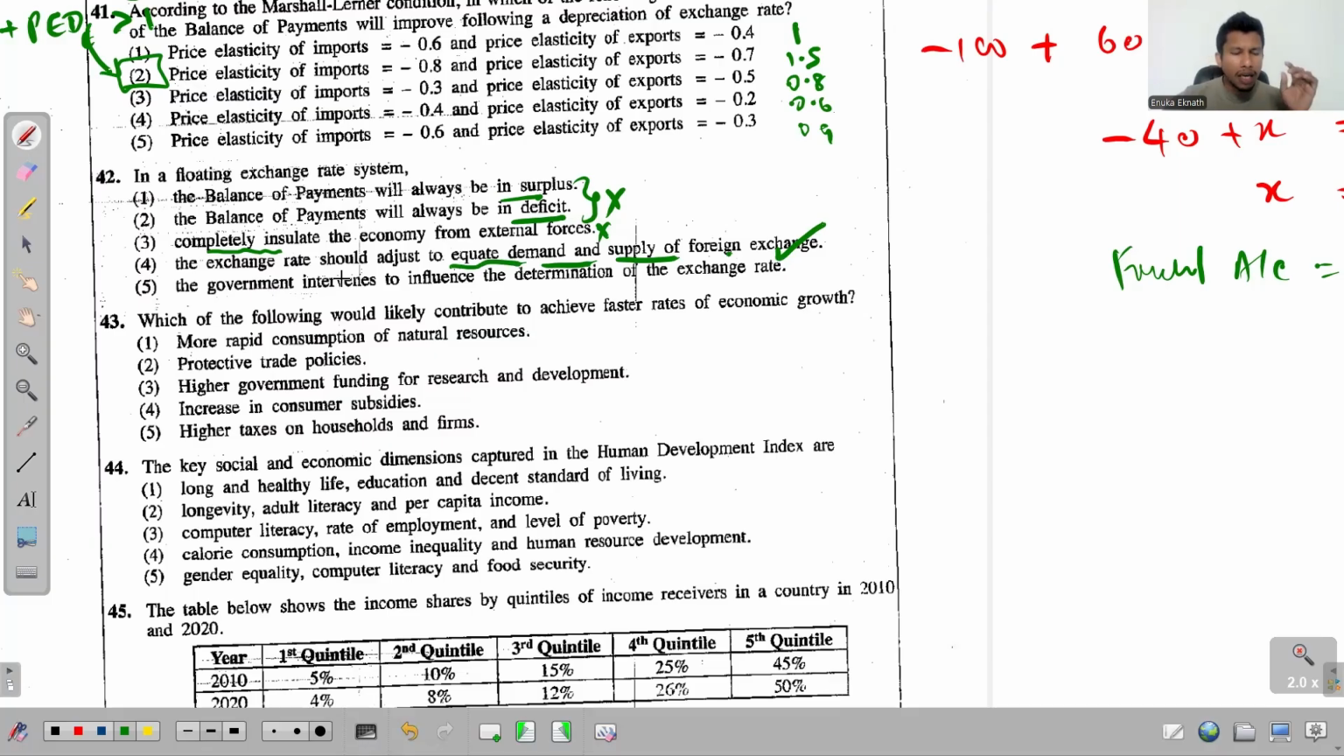Fifth one says government intervenes to influence the determination of the exchange rate, which is totally wrong. Because then it doesn't even fit the name floating. Right. So that is the fixed exchange rate system, right? So the fifth one is related to the fixed exchange rate system, and that's wrong for this given thing. And our answer for this question 42 is the fourth one.